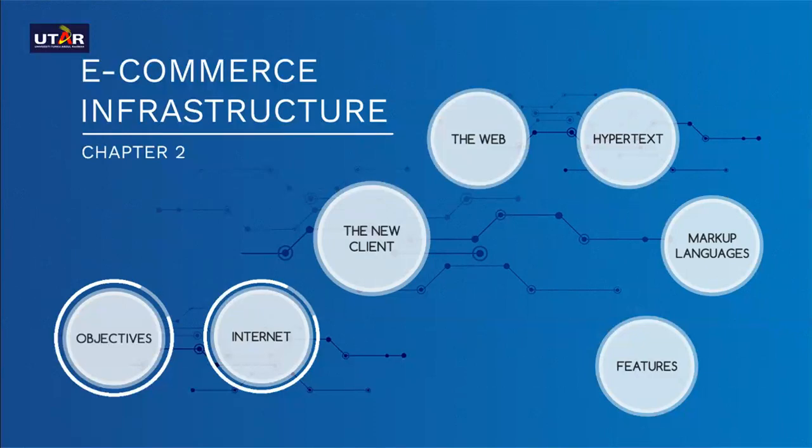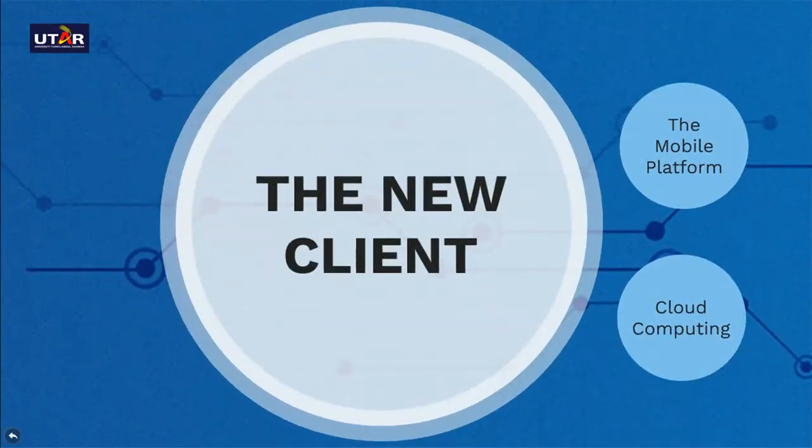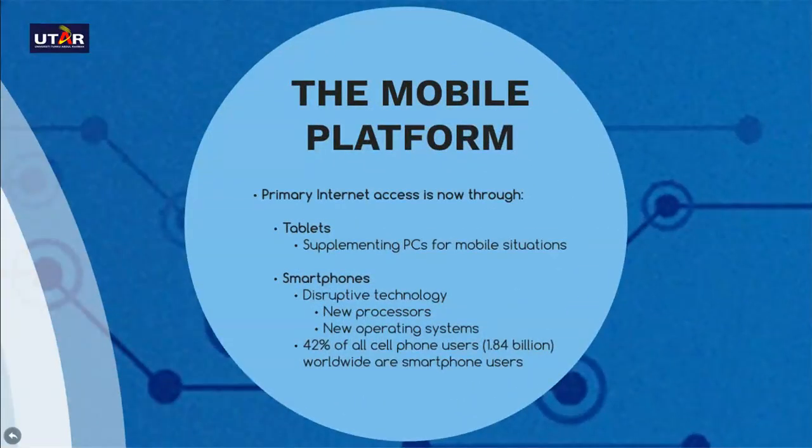So the new client, the new mobile platform, its primary internet access is now first through tablets, which supplement PCs for mobile situations, and second through smartphones, a disruptive technology because of new processors and new operating systems. For example, some users are using the Android system, or some users are using the iOS system. So 42% of all cell phone users, 1.8 billion worldwide, are smartphone users.